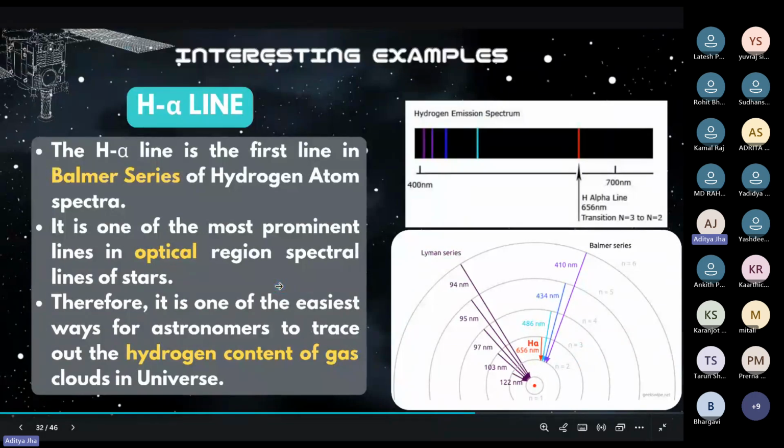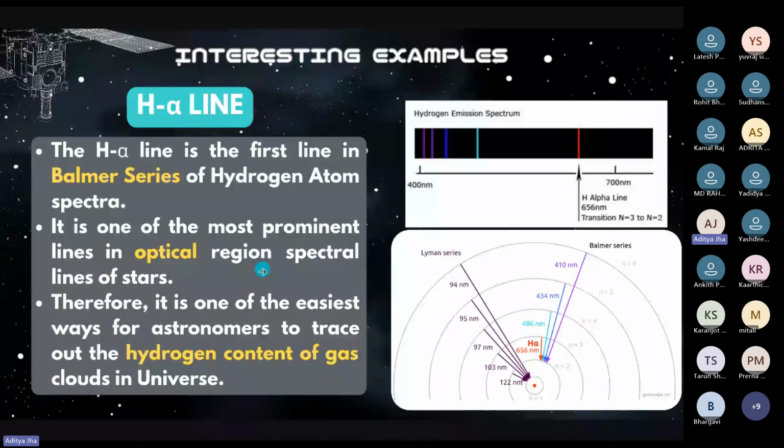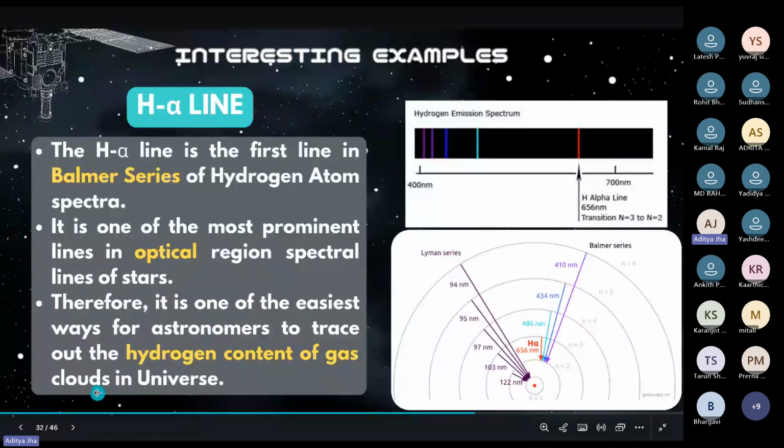It is a very prominent line in the optical region, and it is one of the easiest ways for astronomers to trace the hydrogen content of gas clouds in the universe. You can study the amount of H-alpha you're receiving, and you can find out how much hydrogen there is in gas clouds in the universe.